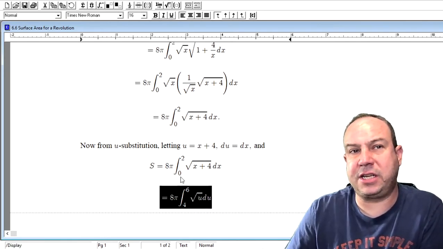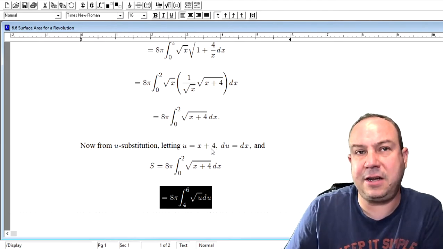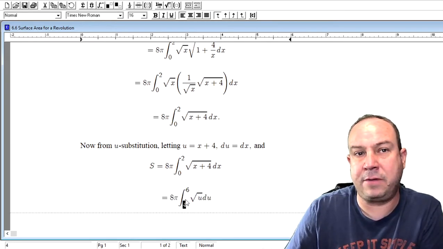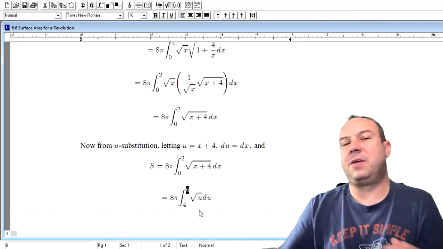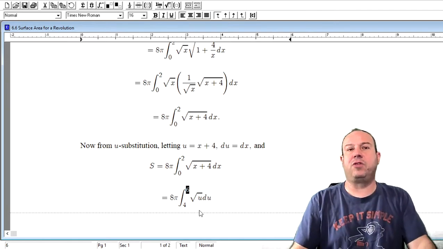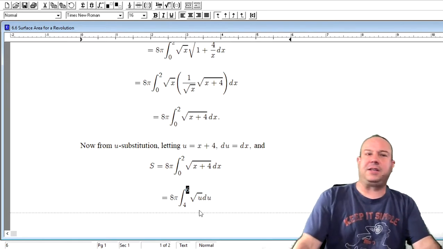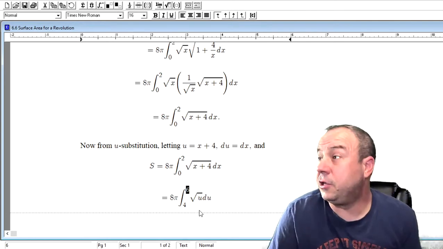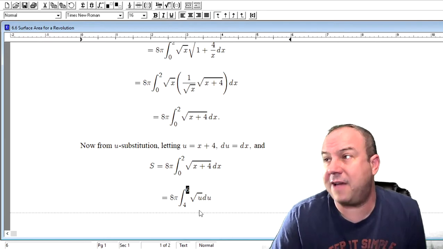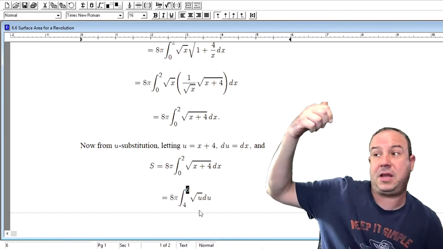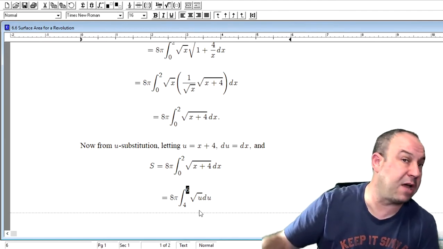And how we adjust our bounds is we plug in 0 for x here, and we get 0 plus 4 is lower bound of 4. Plug in 2 for x here. 2 plus 4 gives us 6 on the upper bound. So we end up with this integral from 4 to 6 for the square root of u, all integrated with respect to u. Now, the square root of u's antiderivative, that is u to the 1/2 power. That is going to bump up to 3/2, and you're going to divide by 3/2 or multiply by 2/3.